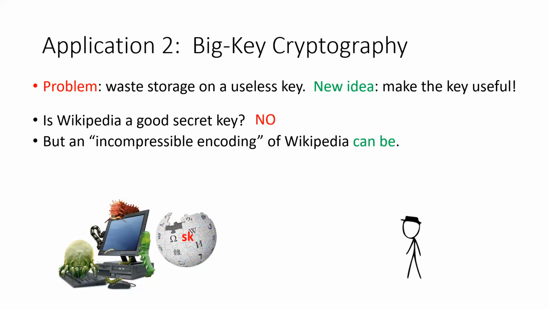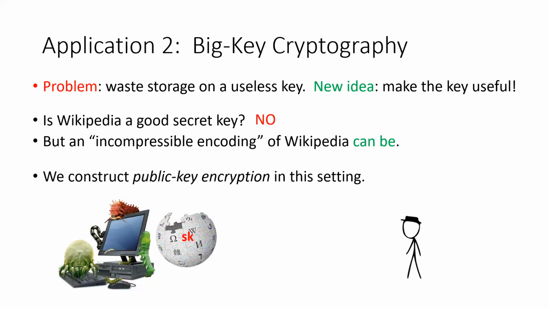So this at least shows that it's hard for an adversary to just steal the secret key fully. It's still not clear whether you can use this to build a crypto system like public key encryption that's secure when the secret key is an incompressible encoding of Wikipedia, but we show how to do this. We show how to build public key encryption in this setting.